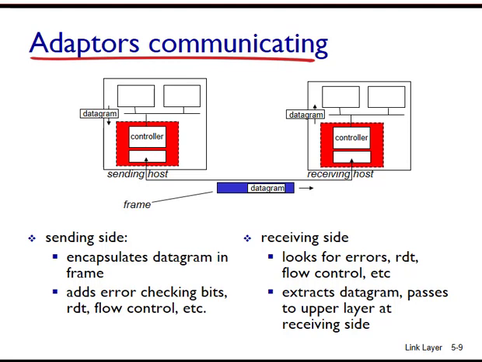The software components of the link layer implement higher level link layer functionality, such as assembling link layer addressing information and activating controller hardware. On the receiving side, link layer software responds to controller interrupts due to the receipt of one or more frames, handles error conditions, and passes the datagram up to the network layer. Therefore, the link layer is a combination of hardware and software, the place in the protocol stack where software meets hardware.